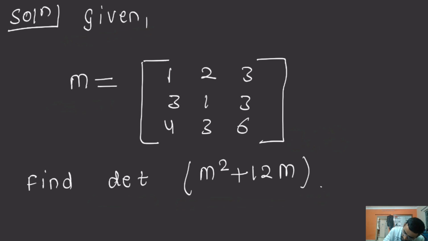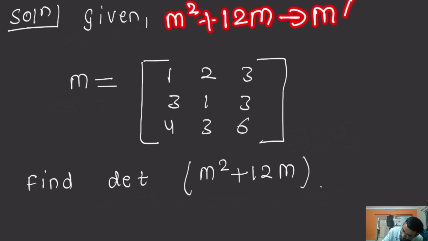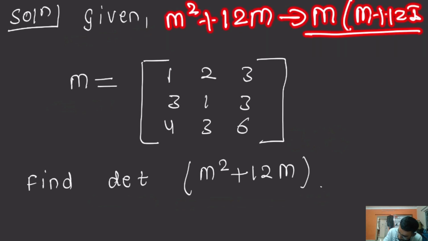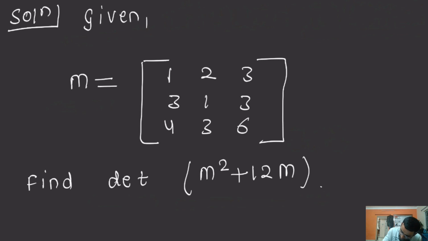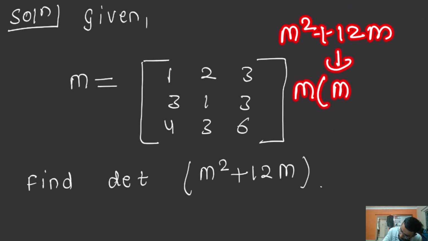If we carefully see this term M square plus 12M, if we factorize this term, then this can be written as, taking M as common, M into (M plus 12 into I). Okay, this is the important part. While factorizing M square plus 12M, we can write this as M into (M plus 12 into I).